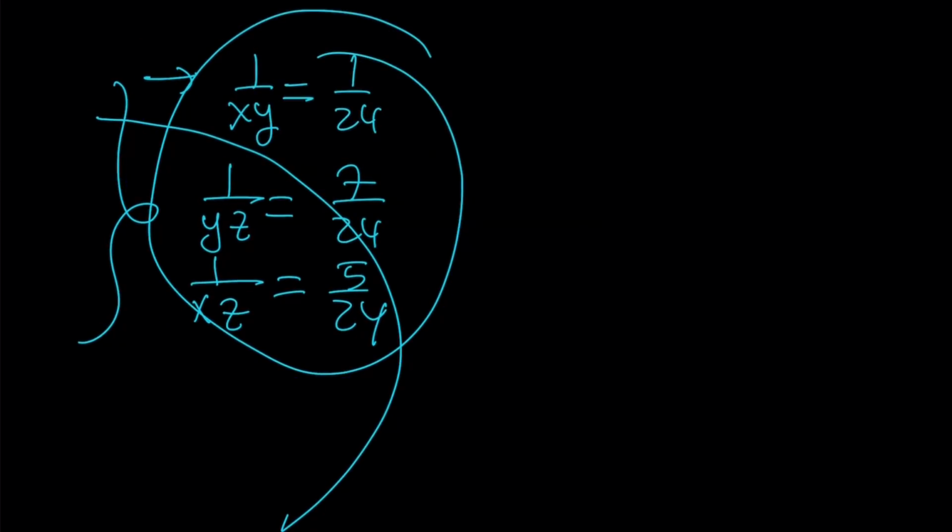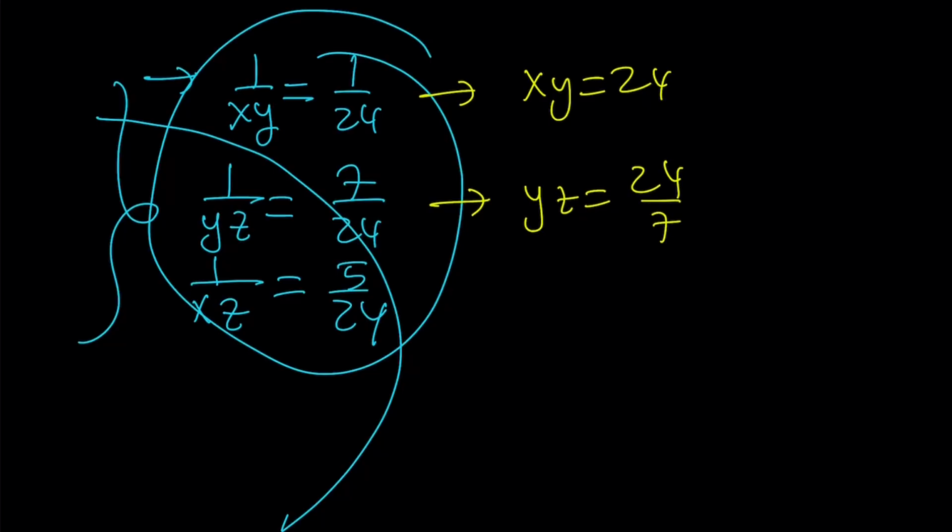So here we got three equations, and we're going to find xyz from here. What are we supposed to do though, right? We can go ahead and flip each one of these. Let's do that first. So xy equals 24 from here. yz is 24 over 7. And xz is going to be 24 fifths.